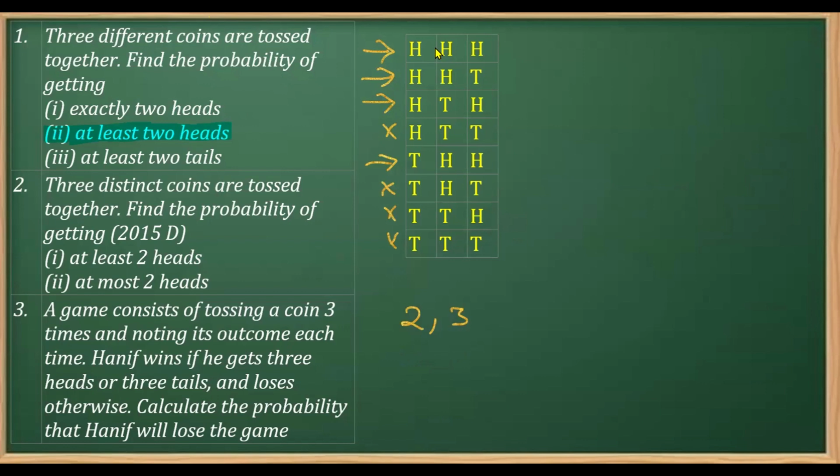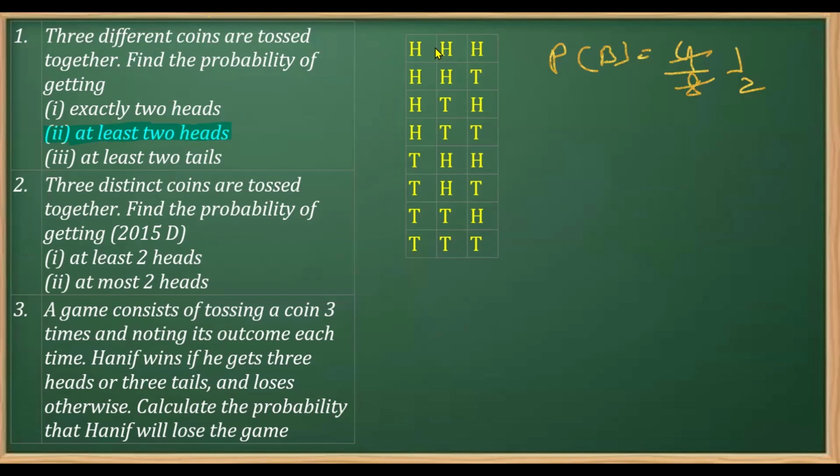That's why I've taken those which have either 2 heads or more than 2 heads. So the required probability in this case, say PB, using the favorable outcomes: there are 4 of them, and the total is 8. So that comes out to 1 over 2. That is for the second part.